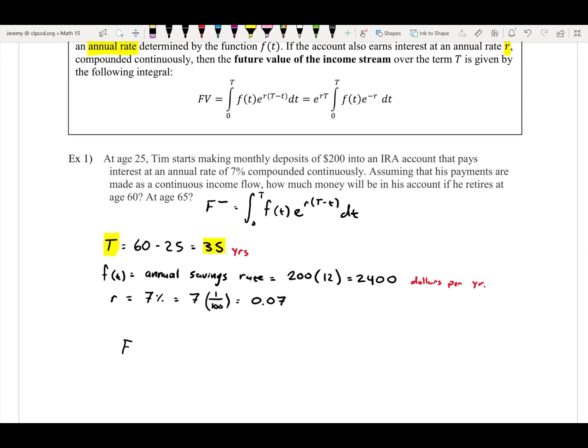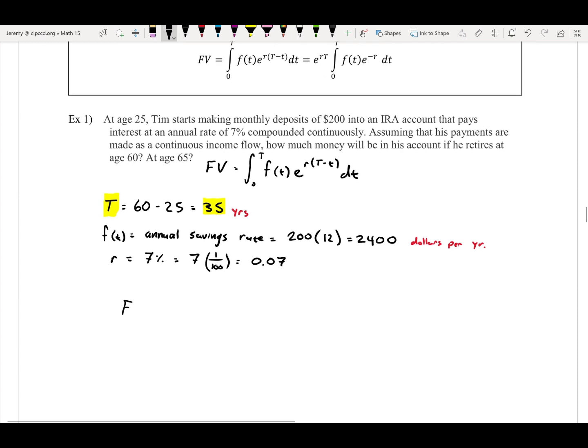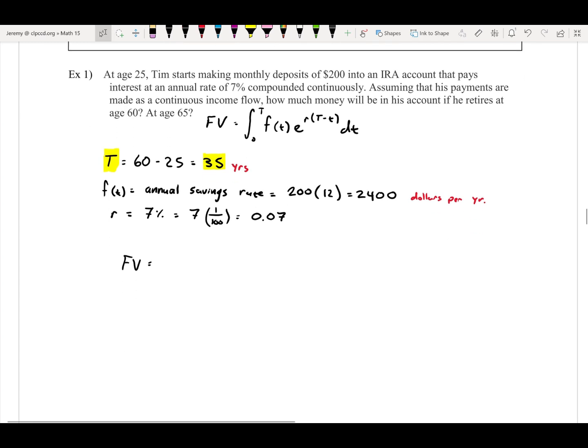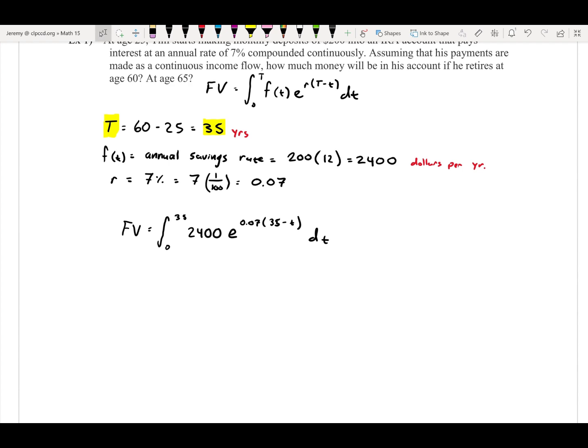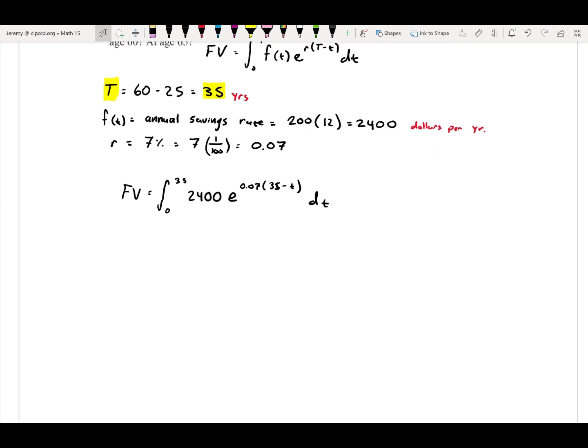I don't know why I put ft here. FV, future value, will be the integral from 0 to 35. And in for f of t, our savings rate will be $2,400. That's how much we're putting away per year continuously, times e to the 0.07 times capital T, which is 35, minus lowercase t, dt. So there we have it. That's the setup for the integral.